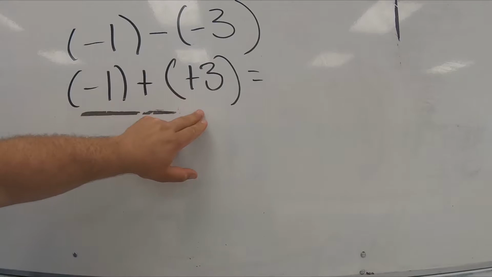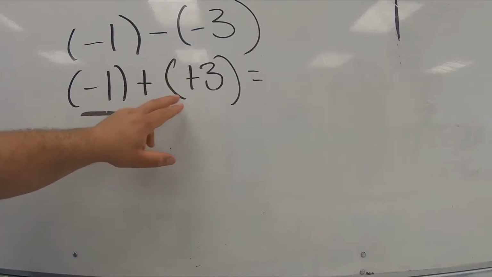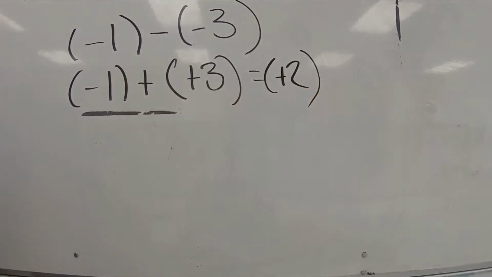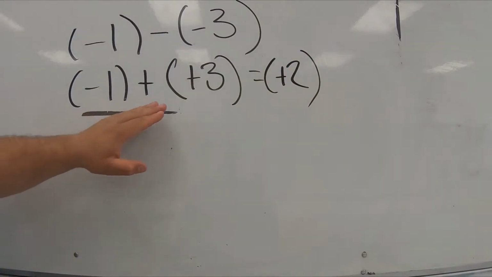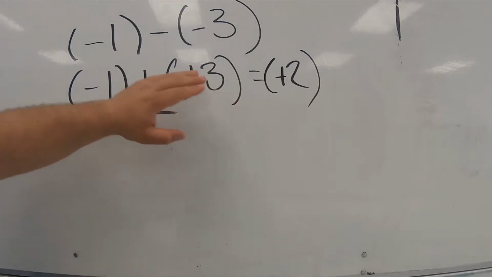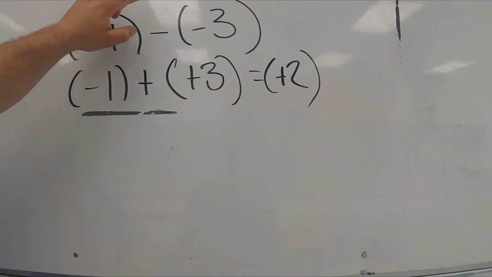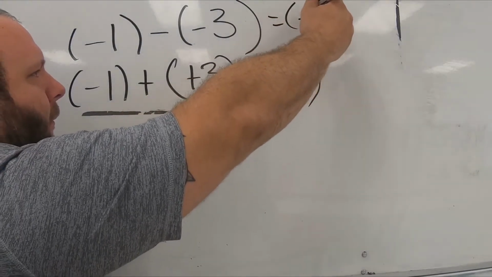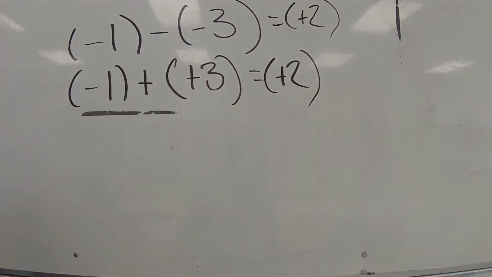-1 plus +3, we've already done addition, would give us +2. -1 plus +3 equals +2 is the same thing as -1 taking away -3, because that will also equal +2. So the rule, or the changing the operation way, is relatively simple. It's very efficient, and it will get you the right answer every time. Let's try a different one though.